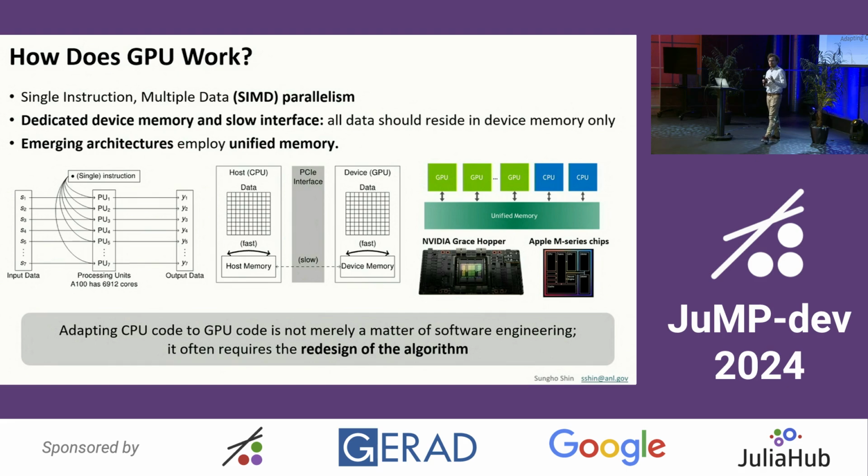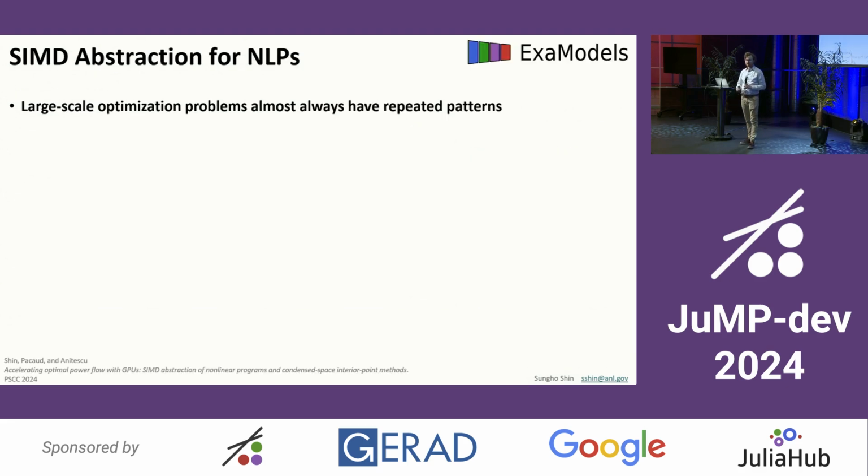The thing is, trying to adapt algorithms that have been run on CPU to run effectively on GPU is non-trivial because the architecture is fundamentally different, and what was good on CPU, which is more flexible, isn't necessarily going to work on GPU. So a lot of software engineering and algorithm redesign needs to happen. So what they came up with was the SIMD abstraction for NLPs.